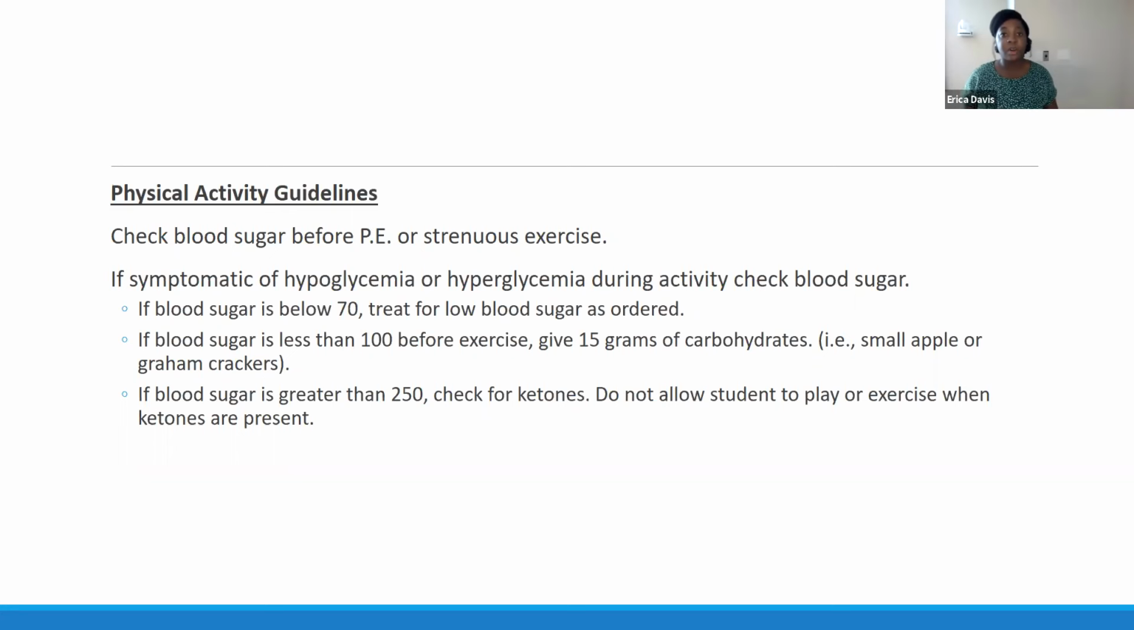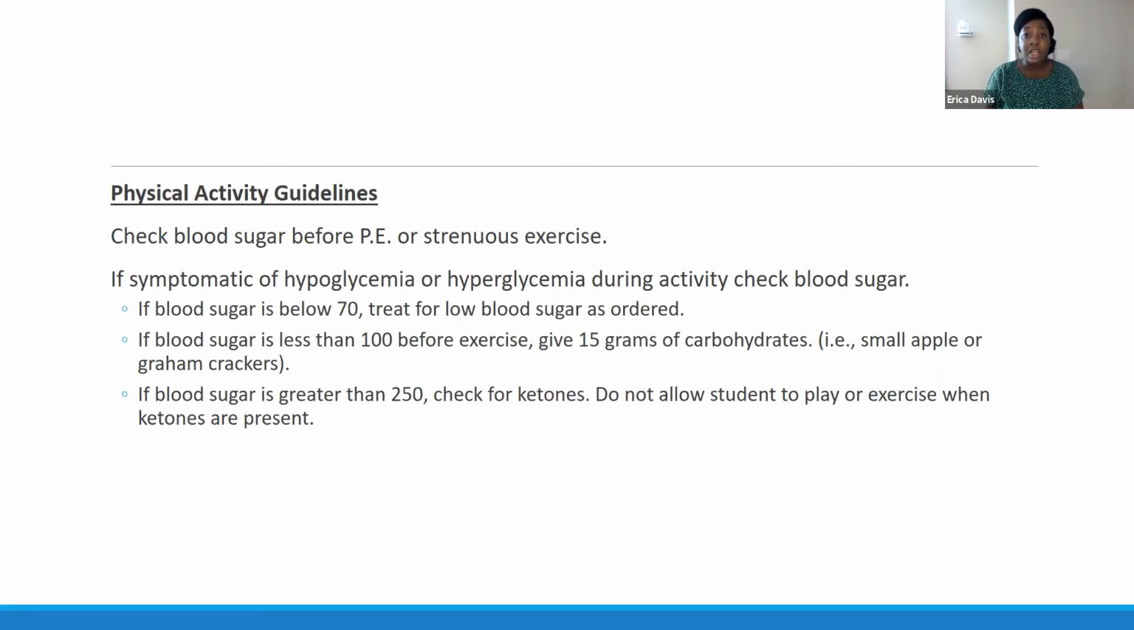Okay, so for physical activity guidelines for our students, one of the most important things that we want to reiterate, that is incredibly important prior to physical activity, whether it's PE, strenuous exercise, or recess, is checking the blood sugar just to see what that child is trending or what that child's blood sugar is prior to start of exercise.